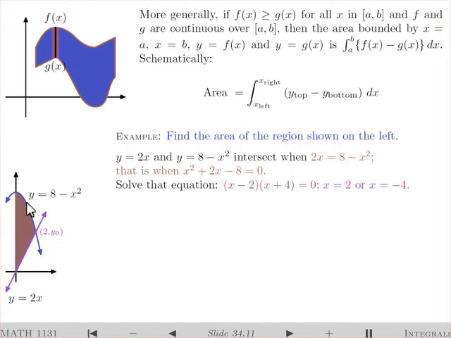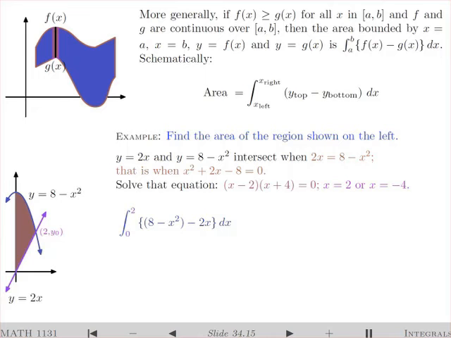So I have to integrate the top minus the bottom. So 8 minus x squared minus 2x from the leftmost value of x, which is 0, to the rightmost value, which is 2. So I have to integrate from 0 to 2 the function 8 minus x squared minus 2x.